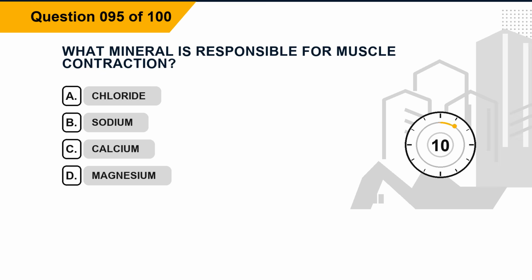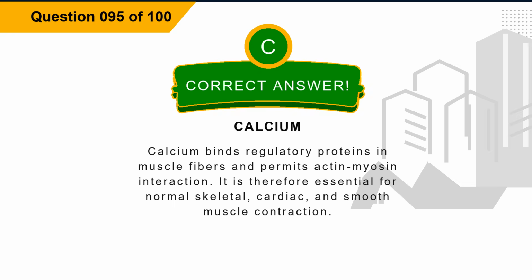Question 95. What mineral is responsible for muscle contraction? Option A, chloride. Option B, sodium. Option C, calcium. Option D, magnesium. The correct answer is option C, calcium. Explanation. Calcium binds regulatory proteins in muscle fibers and permits actin-myosin interaction. It is therefore essential for normal skeletal, cardiac, and smooth muscle contraction.